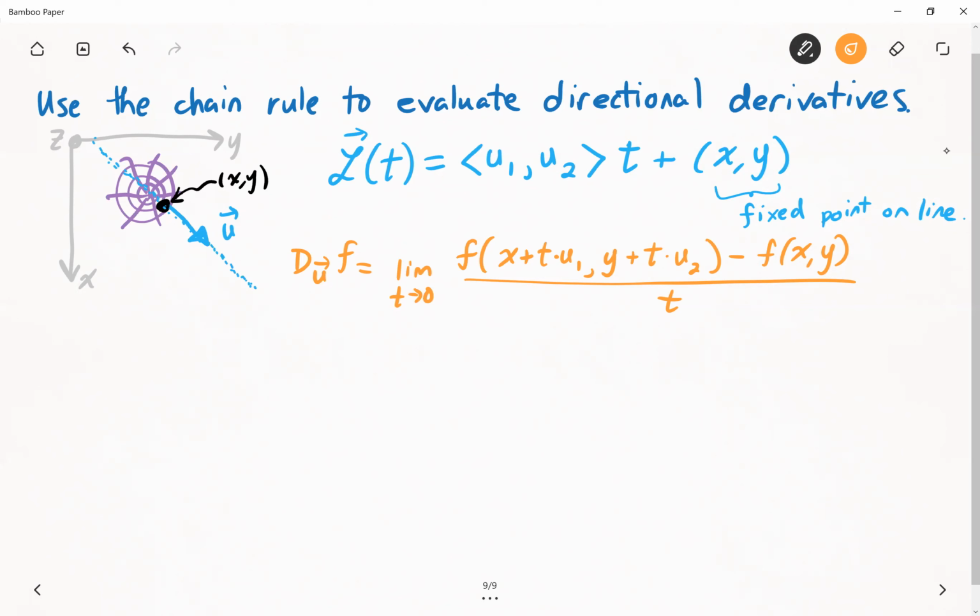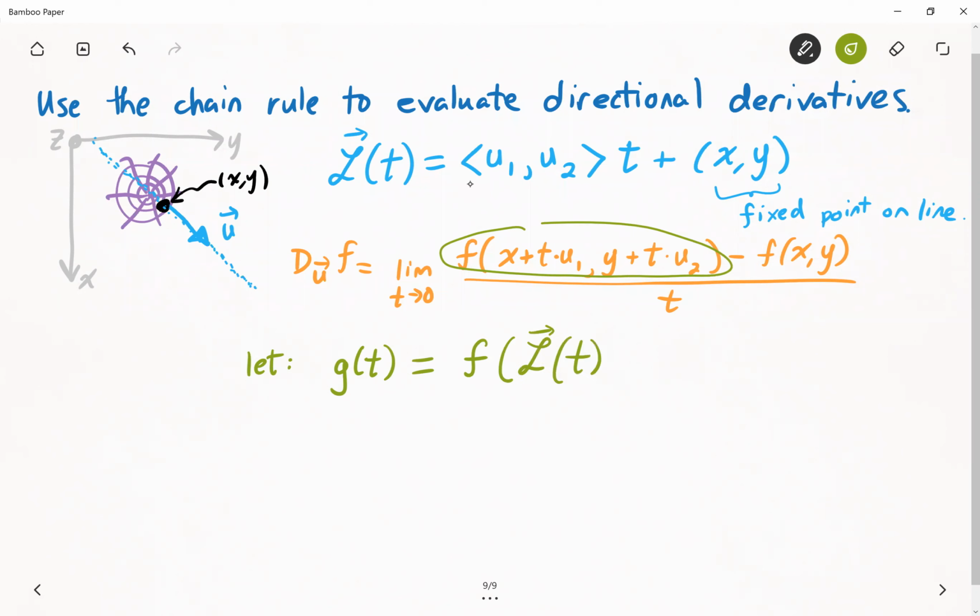But what we have here, it takes a moment to see, but we really have a composite function here, right? Inside f that actually looks like the results of the function L of t. Right, so again, this expression right here, I can write that in a different way. I'm going to write a new function. Let g of t equal f of L of t.